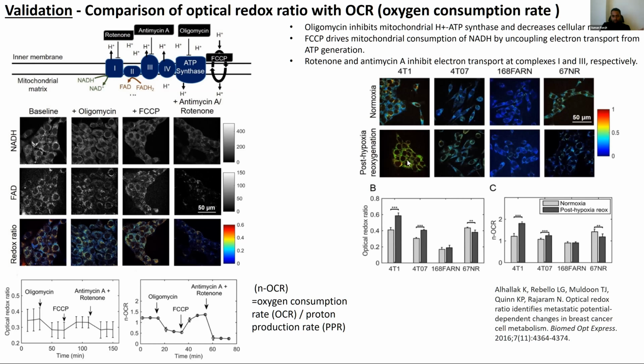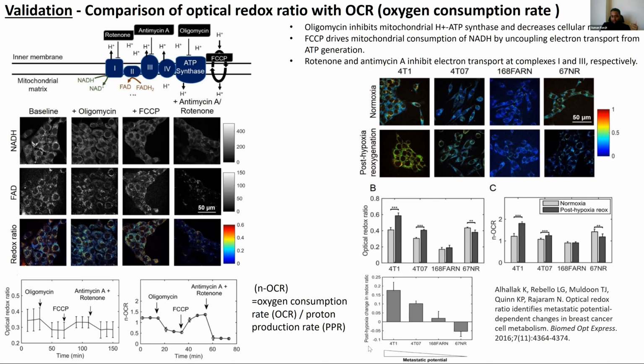Again, another piece of work is if you have different types of cancer cells, and if you added normoxia or hypoxia, if you look at optical redox ratio and OCR, you do see exactly what happens from normoxia to hypoxia in each case, and they're completely correlated. And if you look at the metastatic potential, so you are looking at post-hypoxia change in redox ratio, the percentage change versus metastatic potential, you see that cells that are supposed to be metastatic are highly metastatic.